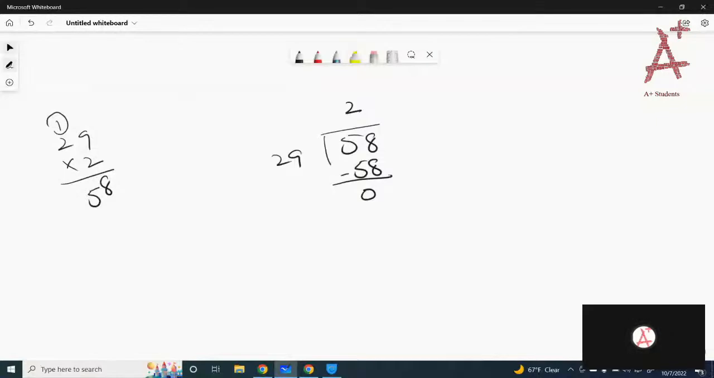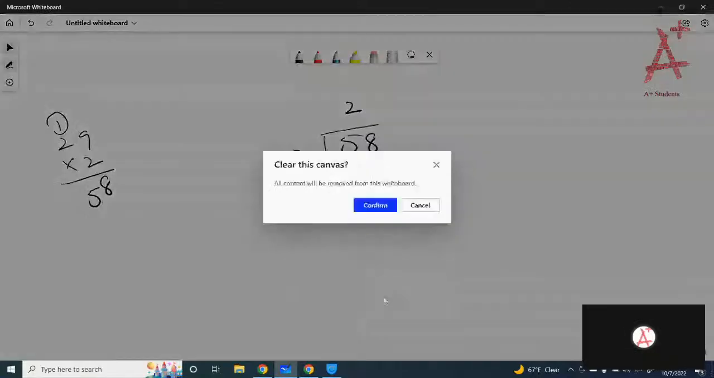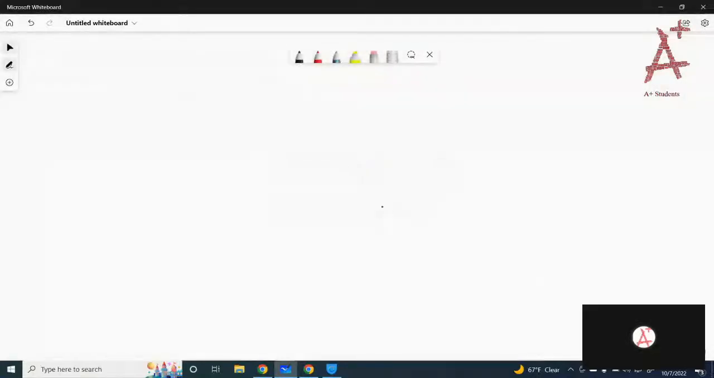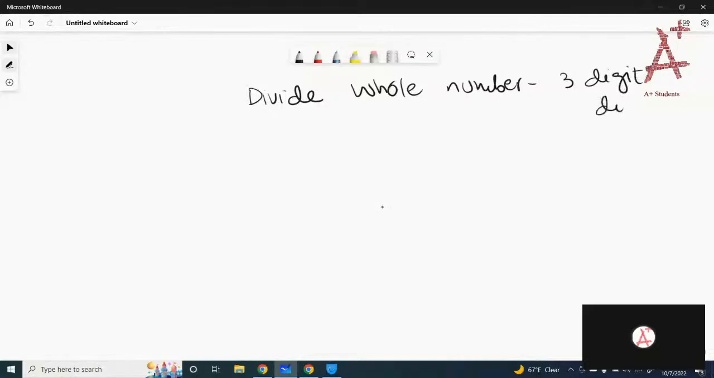Got it? Okay, the next topic is divide whole numbers. Now the divisor is a 3-digit divisor. Got it? You have to divide whole numbers with 3-digit divisors now. Got it? Okay, let's start with examples.